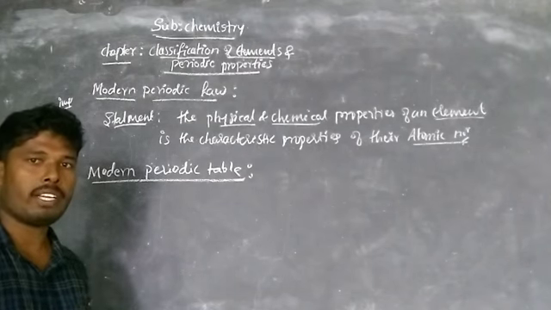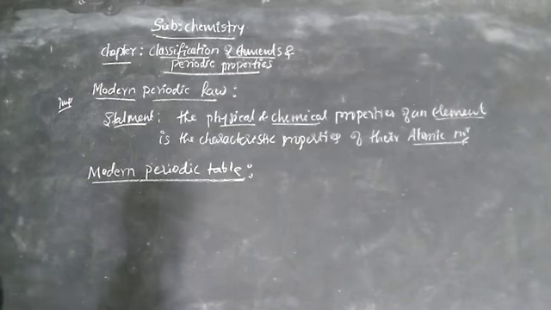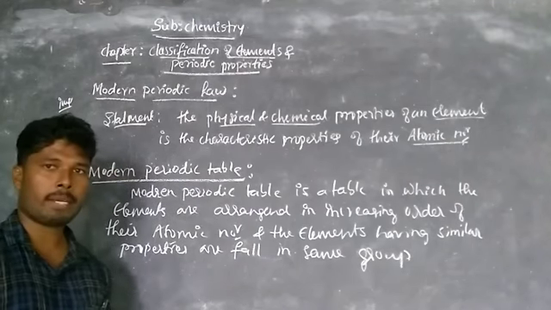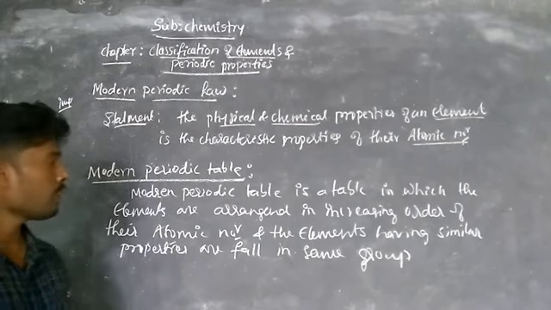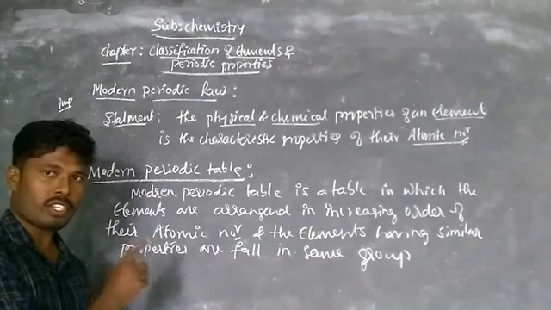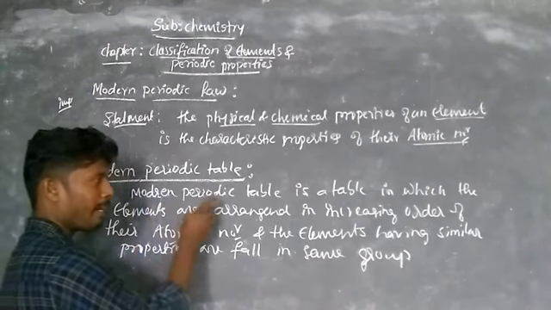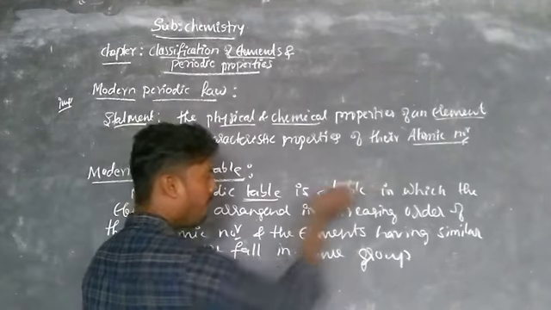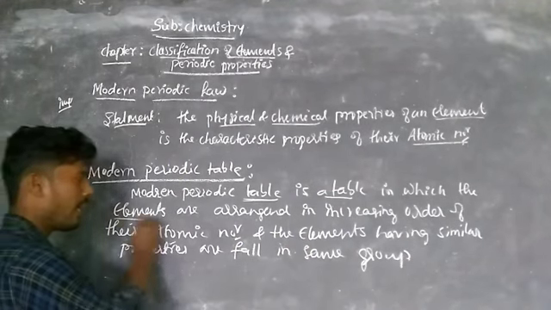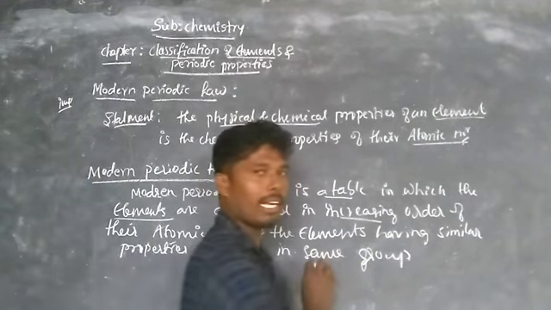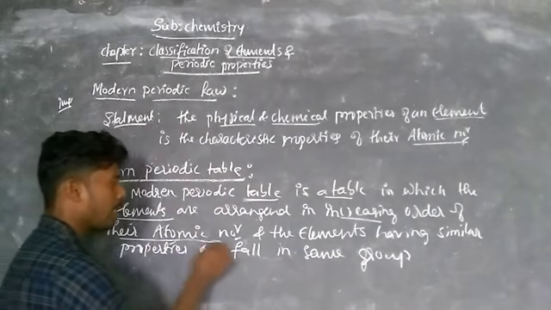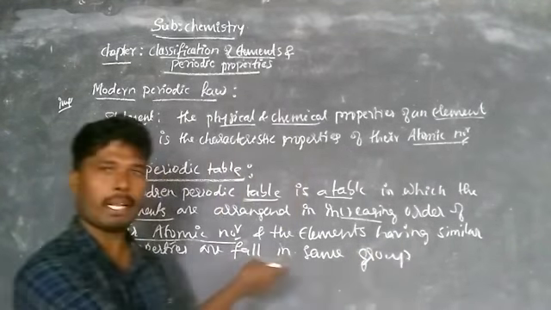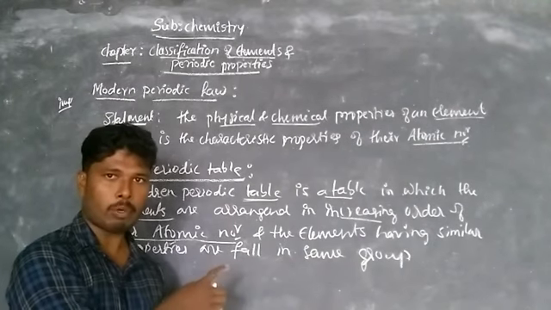Observe here. Listen, this is the statement or definition of the periodic table: the modern periodic table is a table in which the elements are arranged in increasing order of their atomic number, and the elements having the same or similar properties fall into the same group.